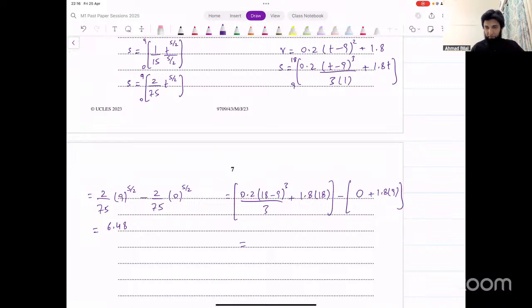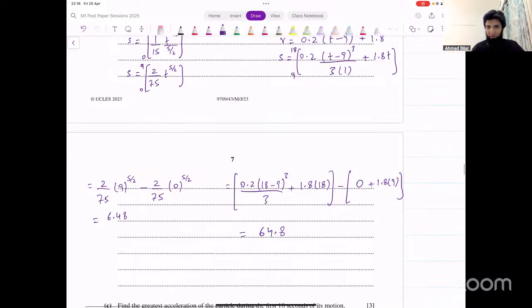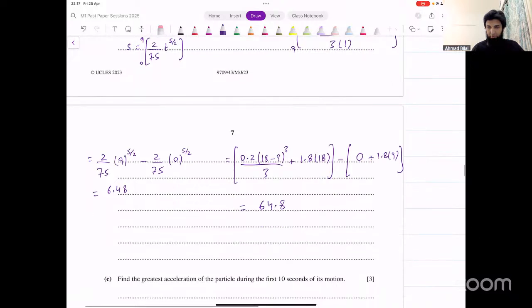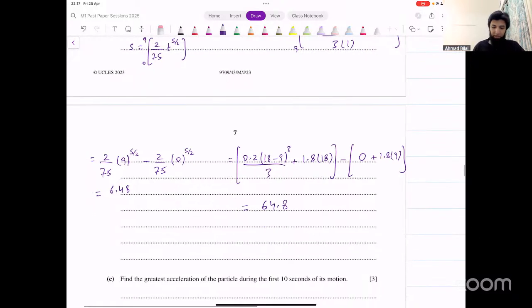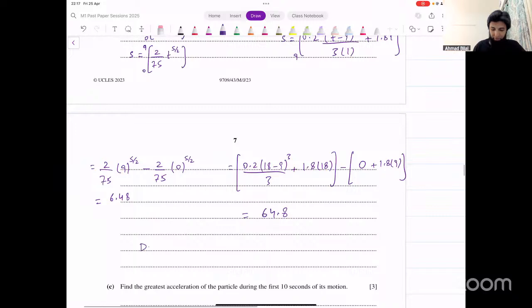(324/5), which in decimals would be 64.8, right? 64.8. Now you just add them up together, the total distance traveled, and see what that turns out to be. 6.48 plus 64.8. What's that?